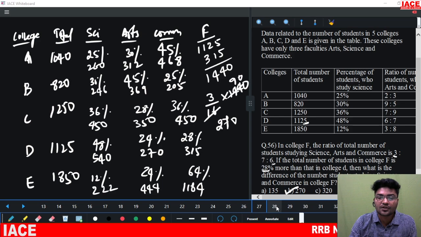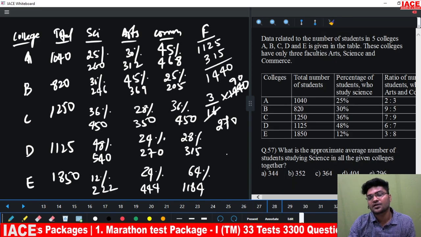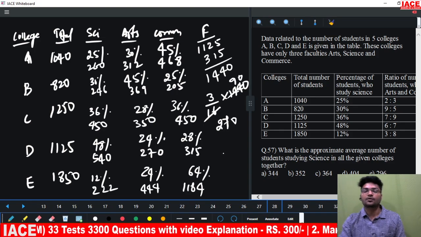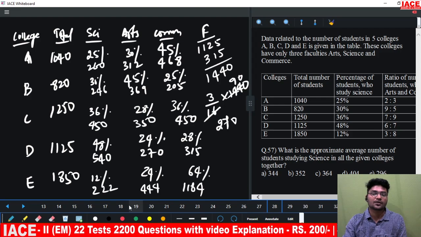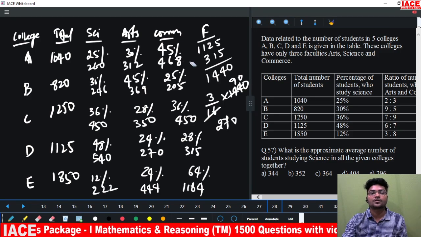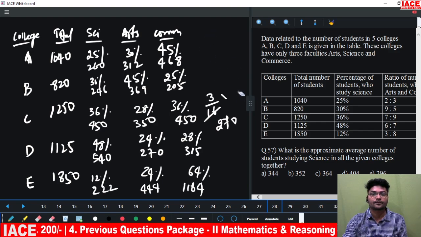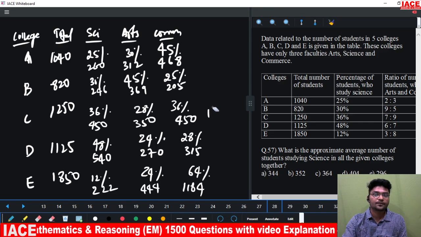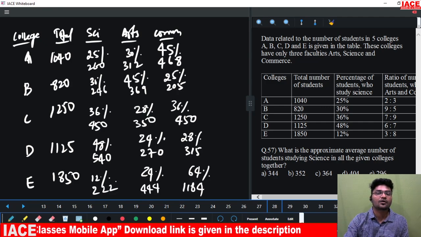Next question. Question number 28. What is the approximate average number of students studying science in all the given colleges together? So how many students are studying science? We have the number of students studying science in college A, college B, college C. All the data has been already calculated.